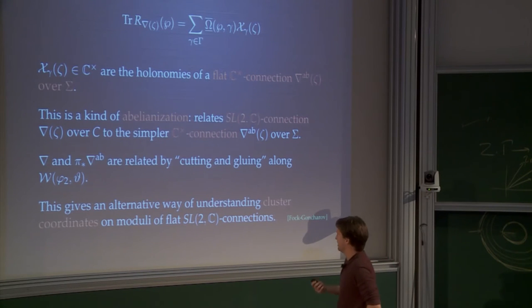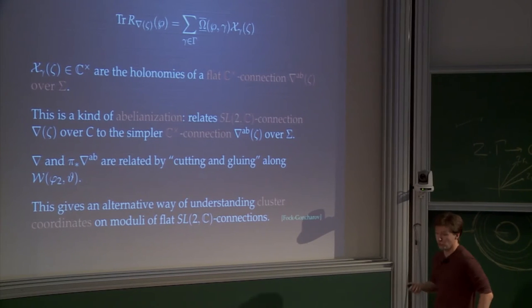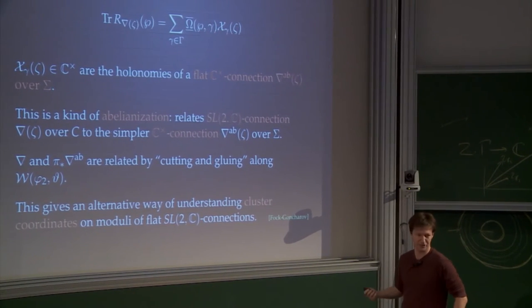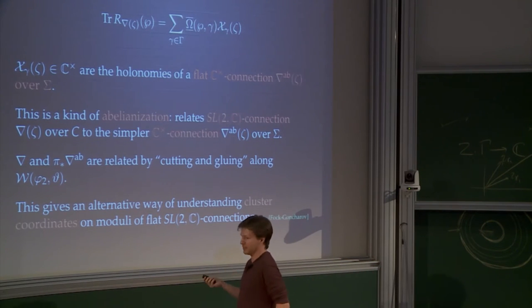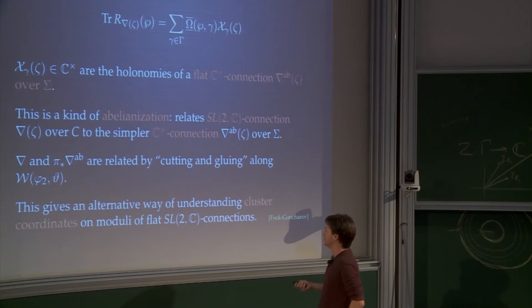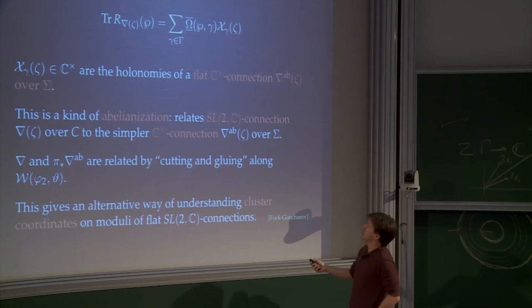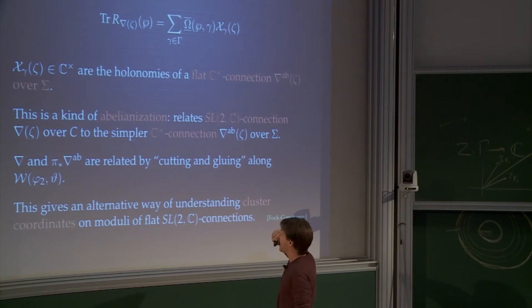And all I want to say is that in this way, what you recover are some known interesting coordinate systems. They're the so-called cluster coordinate systems on the moduli. Here it's just for SL2C connections, and so those are also called complexified shear coordinates. But for the higher rank, which I'll hopefully get to at the end, you get in this way some really new and exotic looking coordinate systems, some of which had been studied by Fock and Goncharov.